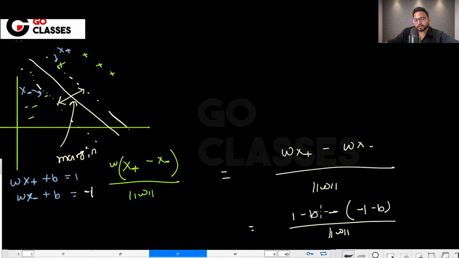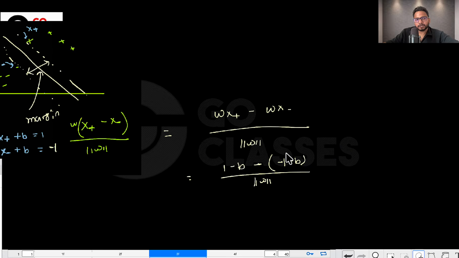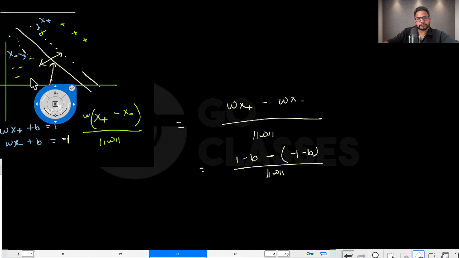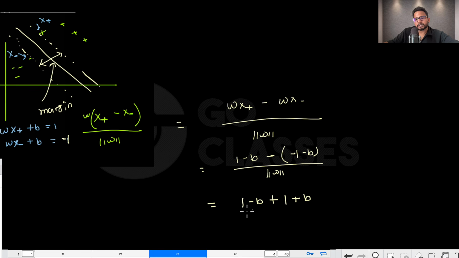Now if you just open this up, what you will be getting is basically 1 minus b, and minus and minus will be plus, plus 1 plus b, divided by mod w. So this is coming out to be 2 divided by mod w, which means 2 divided by mod w is your answer for the margin. So this is called margin.